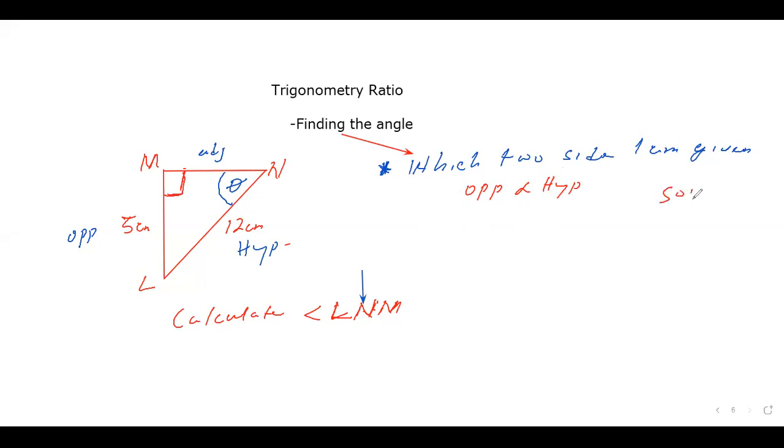We have SOH, CAH, and what? TOA. So which formula has opposite and hypotenuse? Here you are going to say sine theta. So start from here. Sine theta, we don't know, so put theta or n if you want. Sine theta is equal to opposite over hypotenuse, right?